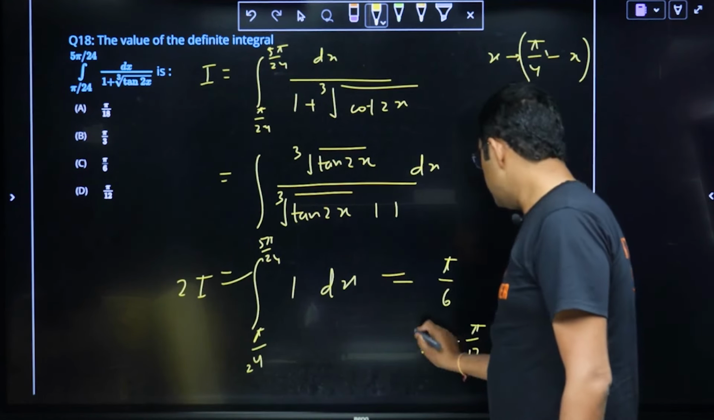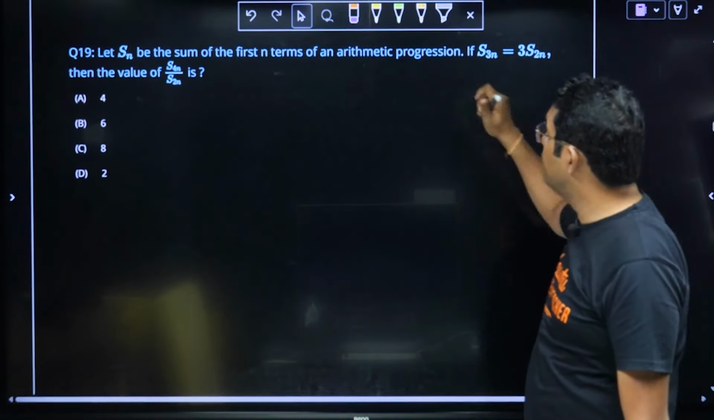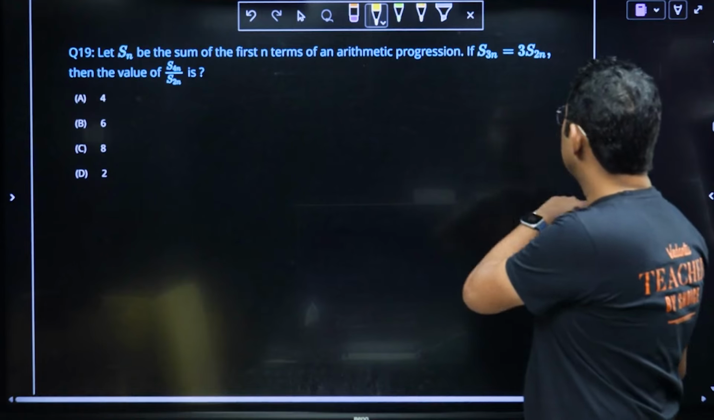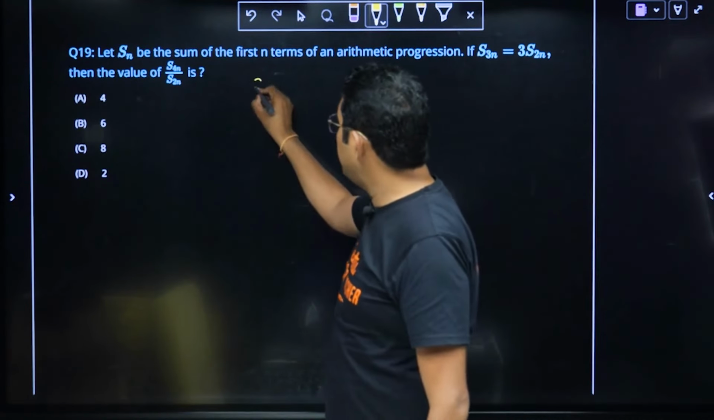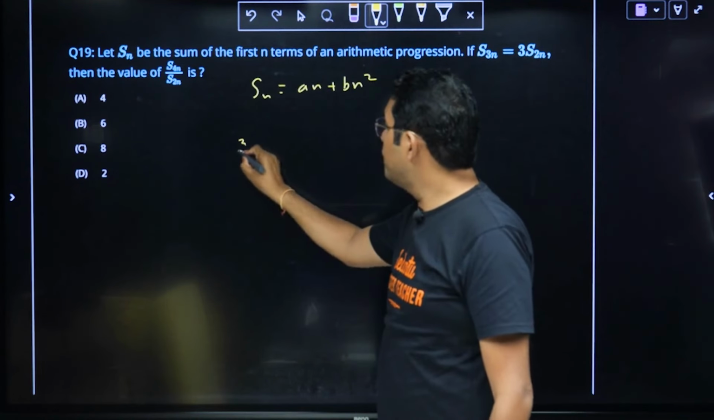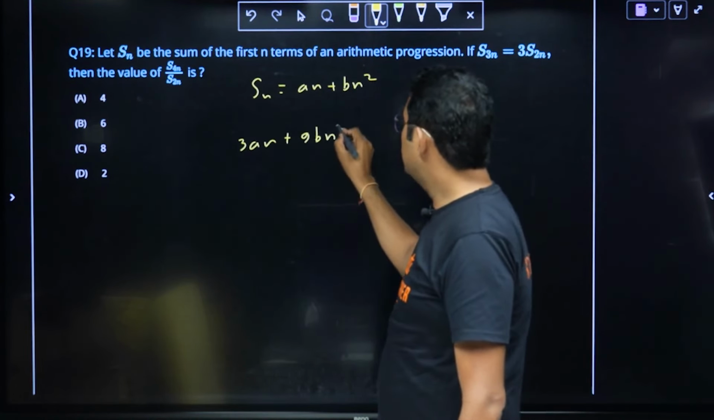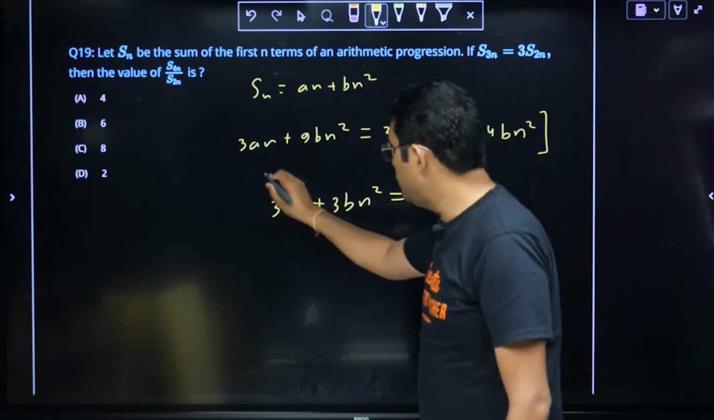Okay. Moving to the next question, number 19. Sn is the sum of first n terms of AP. I think one more question on AP. And we are given S3n is equal to 3 times S2n. Once again, I'll use the same result. Suppose Sn is an plus bn square. Then S3n would be 3an plus 9bn square, whereas S2n would be 2an plus 4bn square. So here 3 into 2, 6. If you bring 3an to this side, you will get 3an plus, this is 12 minus 9, that is 3bn square, and that will be equal to 0. So that is the relation we have got.